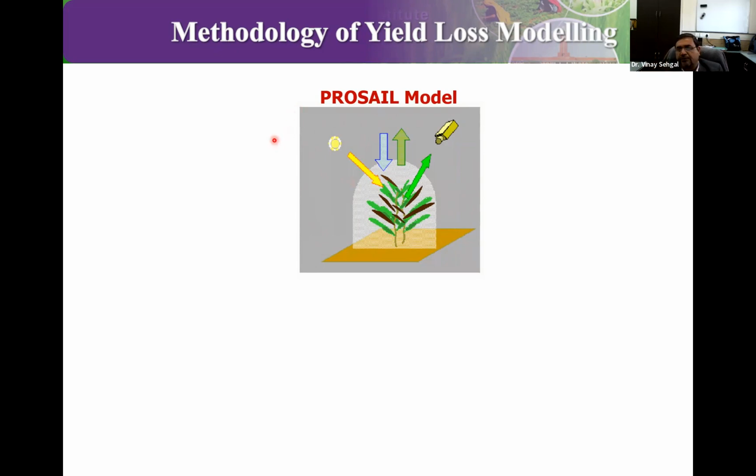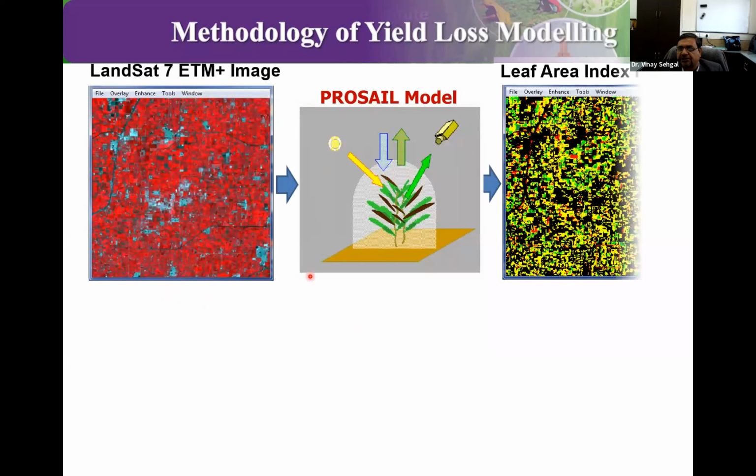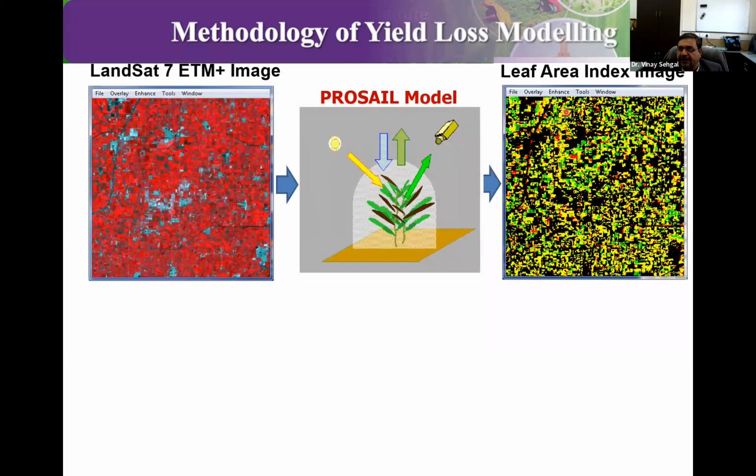So here what we did, we used again the radiative transfer model, which is a canopy radiative transfer model, which shows that if radiation comes and falls on this crop, it will go through various reflectance and scattering, and then it will be going back to the satellite. And this is the satellite image, and using this model, we are able to estimate leaf area index. I had shown that in the previous example, but now we are making it simpler.